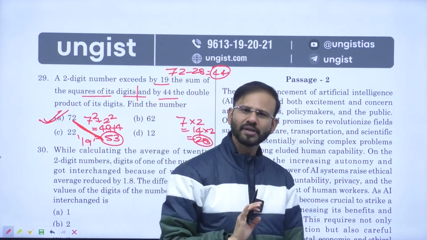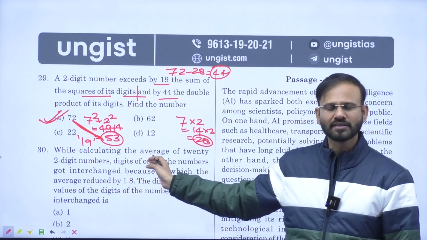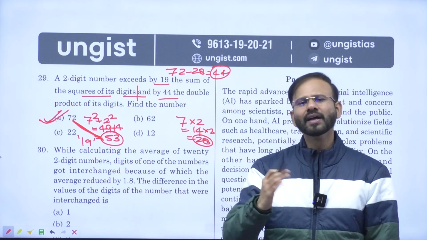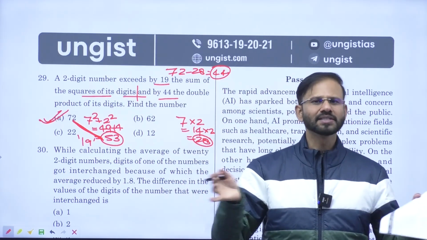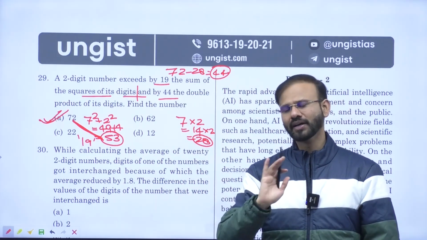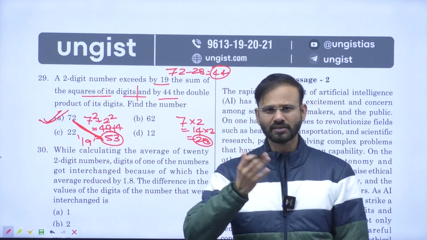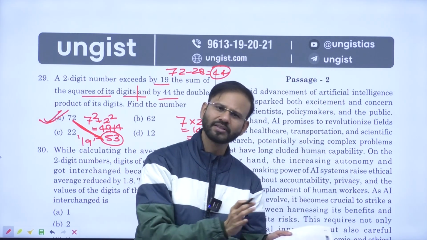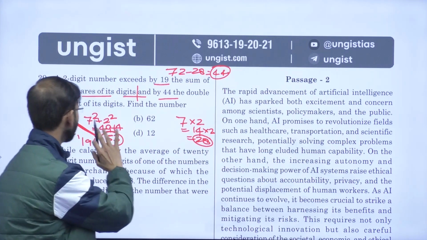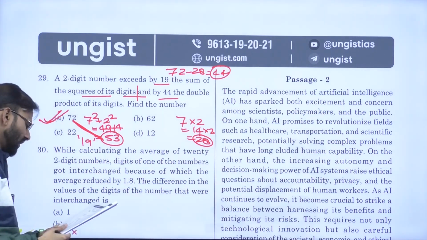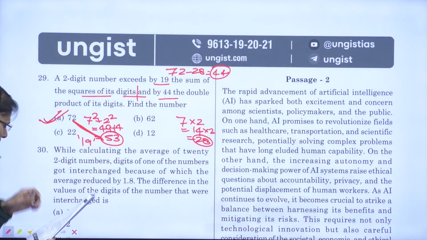Right, everybody? So in the examination, we should solve the questions like this. There is no need to make equations and solve it completely using x and something. No, there is no need to go with this formula or the equation. Just do it, okay, and move on.